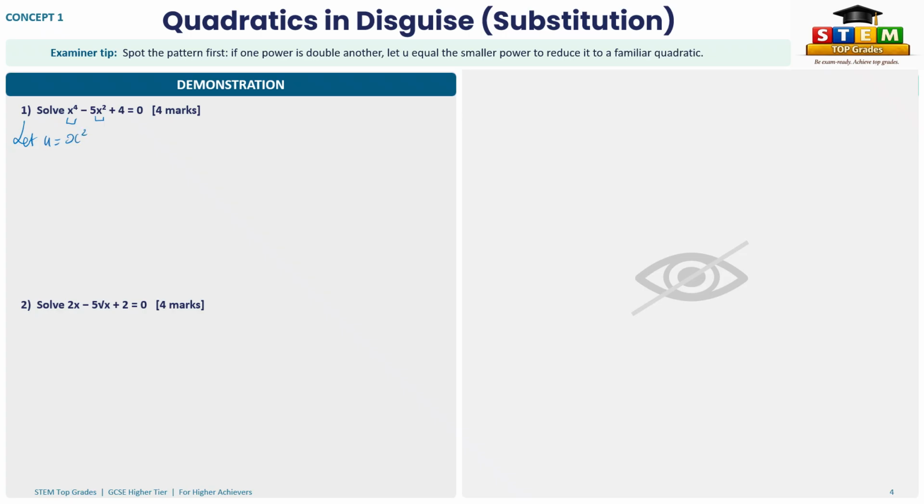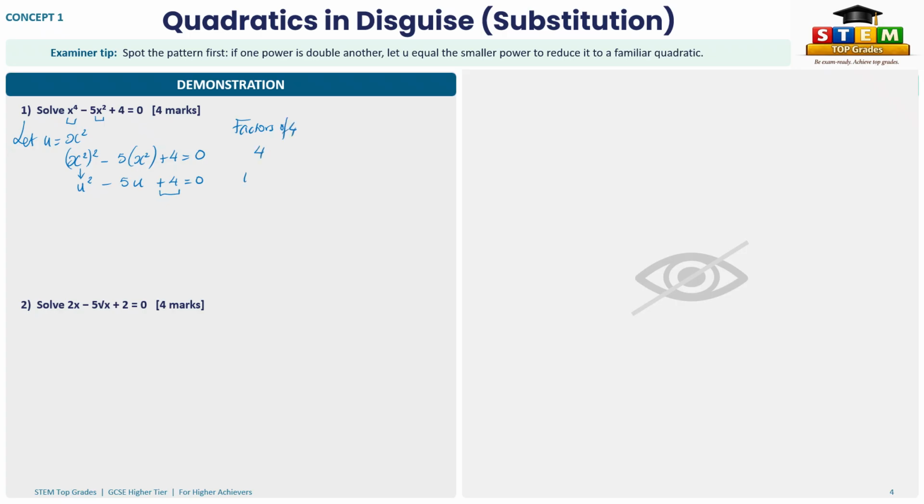So what that means is the original equation becomes x squared to the power of 2 minus 5x squared plus 4 equals 0. So you can see I'm making way for u to come in, and then it brings this to an equation which looks much simpler than the original one. Now we go and look for factors of 4.